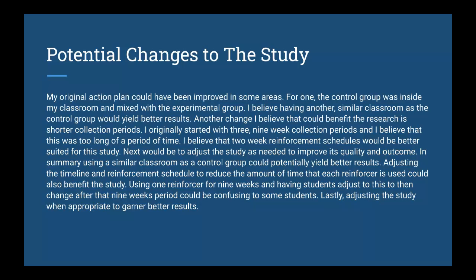In summary, using a similar classroom as a control group could potentially yield better results. Adjusting the timeline and reinforcement schedule to reduce the amount of time that each reinforcer is used could also benefit the study. Using one reinforcer for 9 weeks and having students adjust to this, to then change after this 9-week period, could be confusing to some students. Lastly, adjusting the study when appropriate to garner better results.